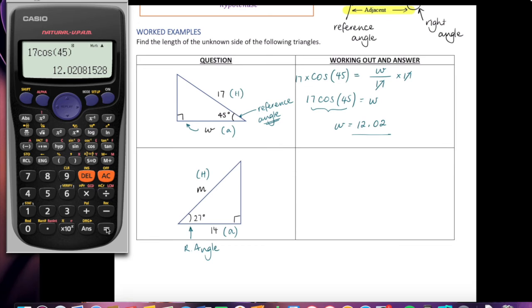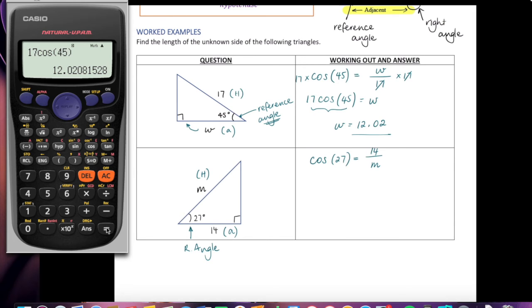Now, putting this information into our equation, we're going to have cos of our angle, in this case 27 degrees, is equal to 14, which is our adjacent, over our hypotenuse, which is represented by the letter m. Now this time we are going to have to do a little bit more work, an extra step compared to the first question, so make sure that you do pay attention and you are very careful when you are doing this.